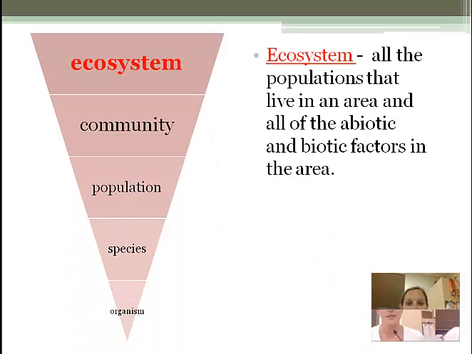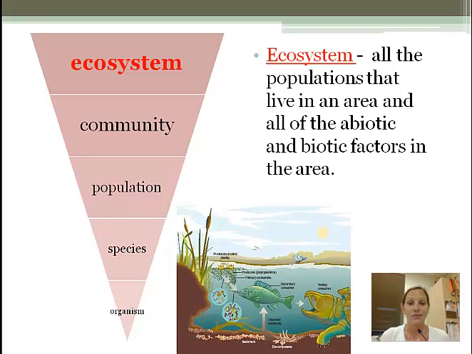An ecosystem. That's all the populations that live in an area and all the abiotic and biotic factors in the area. So, for example, in this picture, the abiotic factors might be the sun and the soil and the temperature. The populations and the biotic factors would be the turtle, the crab, the fish, and maybe even the weeds. Those are all living things. So the ecosystem is the biggest thing.